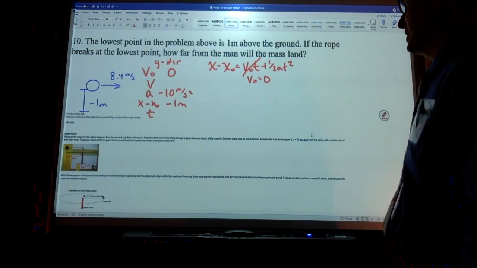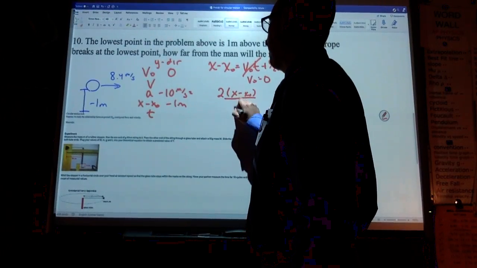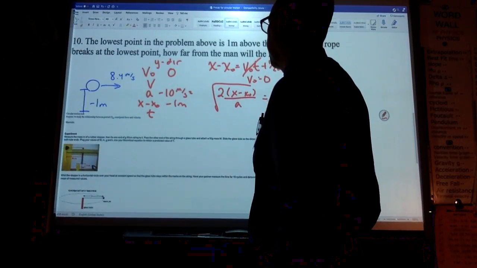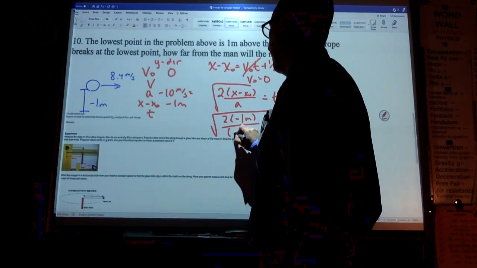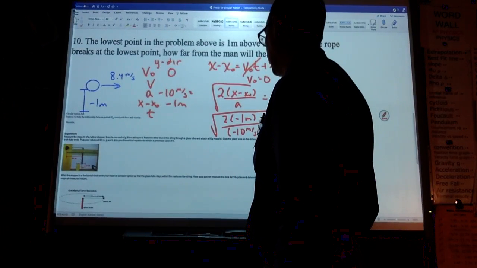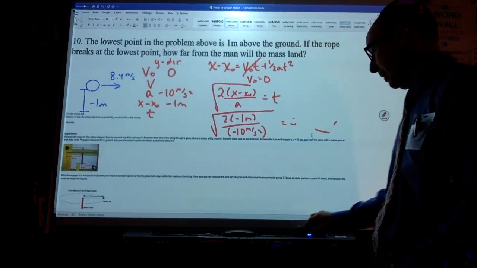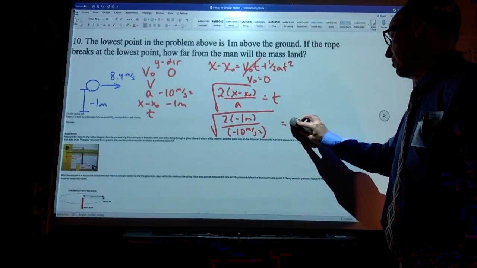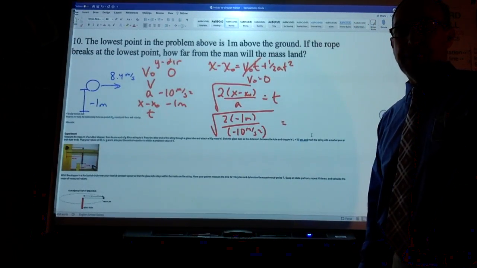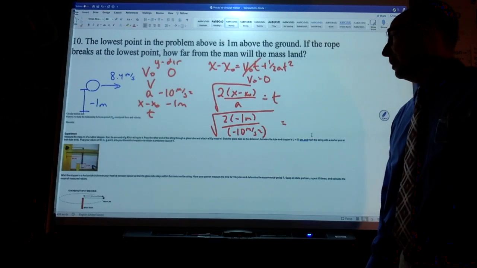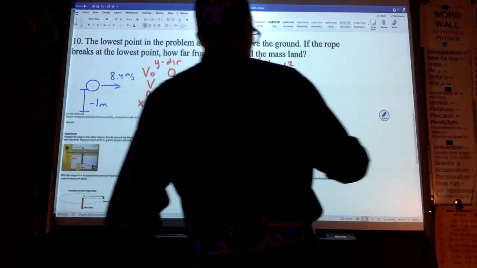All right, so I'm going to get t by itself. I'm going to multiply by 2, divide by my acceleration, and square root. And so I have 2 times -1 divided by -10. Remember how important it was in this section that we have signs, because you don't want to be trying to divide a negative by a positive and then taking the square root. And this is going to be 0.445.